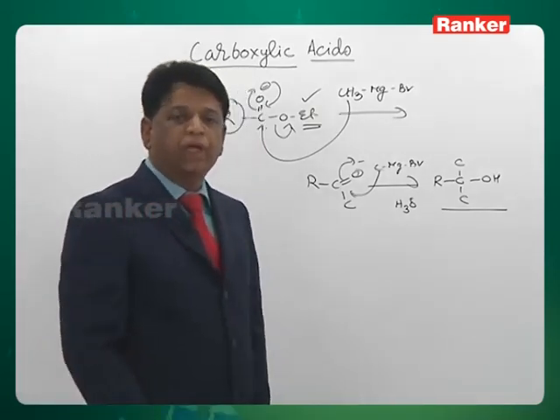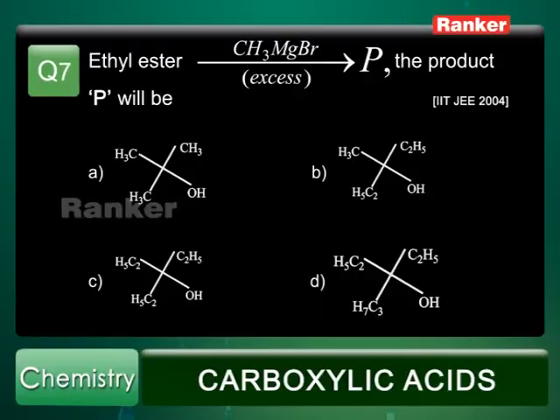So the product P you have to verify from the given answers. Answer A has two methyls and one R, which means this R may be methyl. In such a case, two methyls have been added. So therefore a trimethyl carbinol, that is a tertiary methyl alcohol, may be the answer.